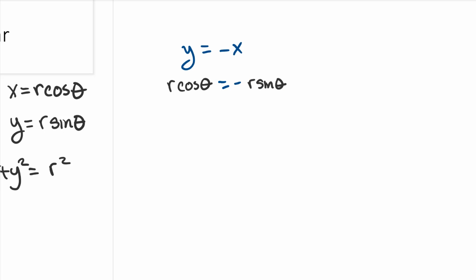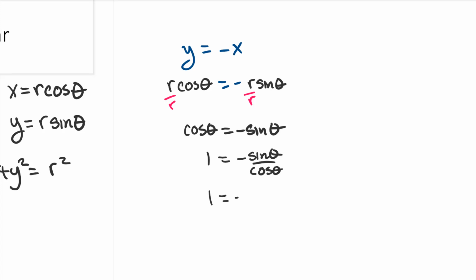Well, this is one of the few times you're allowed to do this. Remember when I told you do not divide out variables? Well, the radius can't be 0. If the radius is 0, it doesn't mean anything anyway. So in polar, you can divide out these r's. And now you are left with cosine of theta equals negative sine of theta. Let's divide out that cosine and bring it over to the other side. So we end up with negative sine over cosine equals 1, or negative tangent of theta equals 1, or tangent of theta is equal to negative 1.